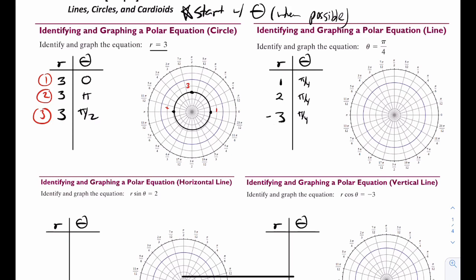So let's put 1 at pi over 4. So that's at pi over 4, that's 1. And then 2. And -3, remember negative means go backwards. So 1, 2, 3 in the opposite direction. I'm going to label this for you right now. So 1, 2, 3. And look at that. It's just a straight line. And that makes sense because they're all going to land on that pi over 4 line. And don't forget your arrows. The arrows indicate they go on forever, so you don't want to forget to include that.